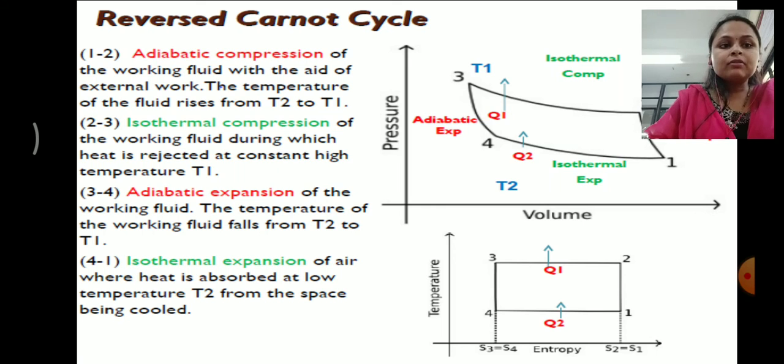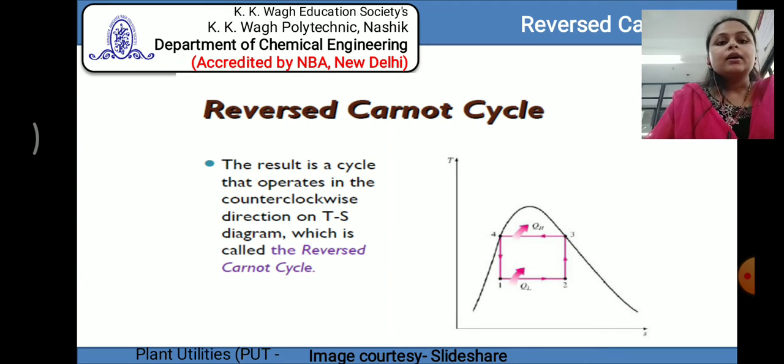Again remember friends, 1 to 2 shows the adiabatic compression process, 2 to 3 shows the isothermal compression process, 3 to 4 shows the adiabatic expansion, and 4 to 1 shows the isothermal expansion process. The result is that the reverse Carnot cycle operates in the counterclockwise direction on the temperature entropy diagram. That's why it is called the reverse Carnot cycle.